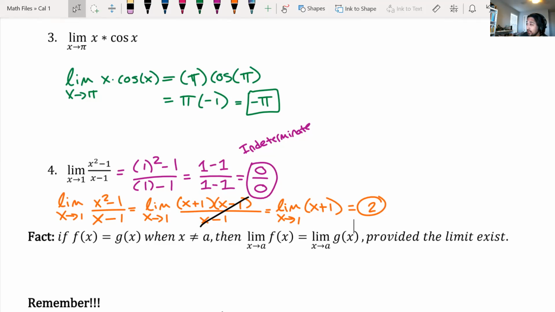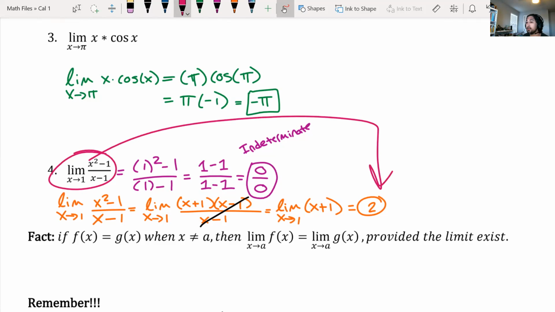We first attempted the original function and got 0 over 0. Then we reduced the function. It becomes g of x now, the reduced function, and the limit exists. But no matter what, the limit for this original problem is still going to be 2. That's all that says.